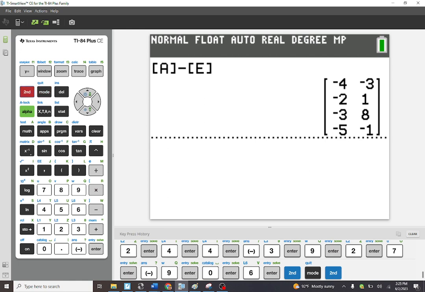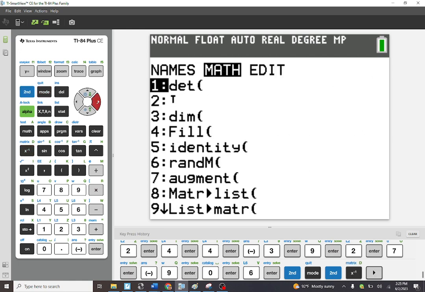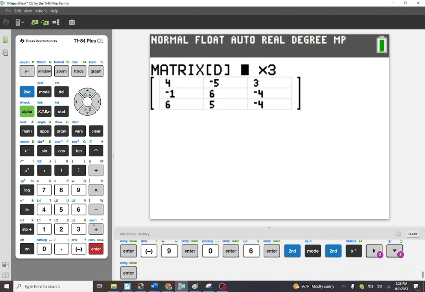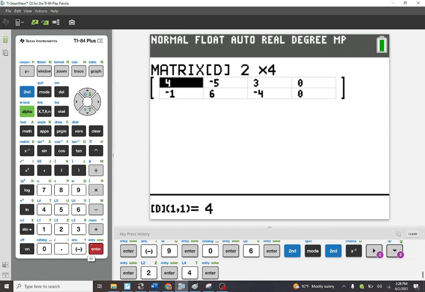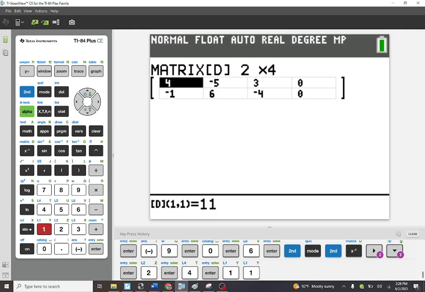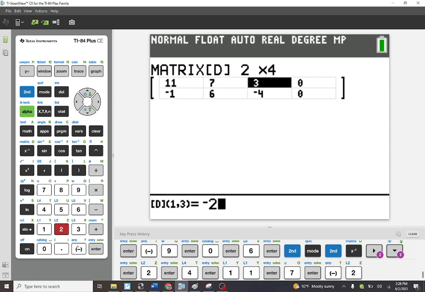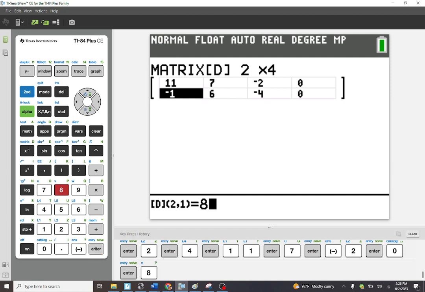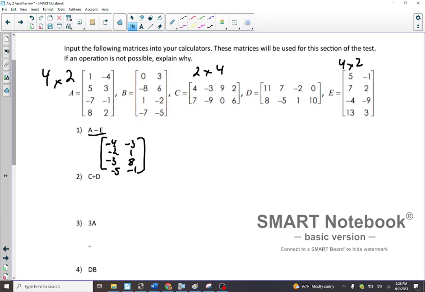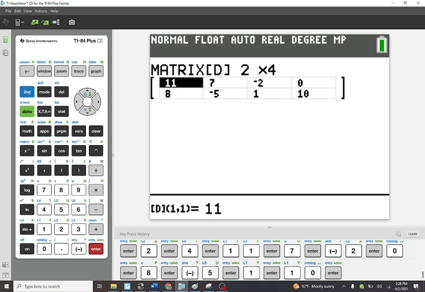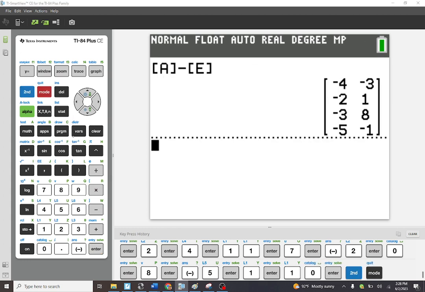Last one. (11, 7, -2, 0). I suggest that you put this in your calculator yourself, 8, -5, so you get practice putting it in the calculator one time. All right, I did all that work, and it's really annoying that I spent all that time.